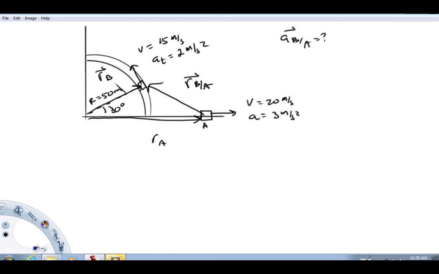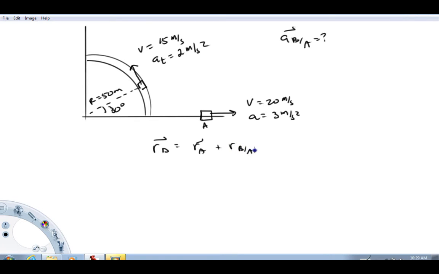I'm going to get rid of these vectors here because I've got lots more to draw. But I'm going to write that out: the position vector of B is equal to the position vector of A plus the position vector of B with respect to A. This equation can be turned into velocities just by simple differentiation. So velocity of B is going to equal velocity of A plus velocity of B with respect to A.